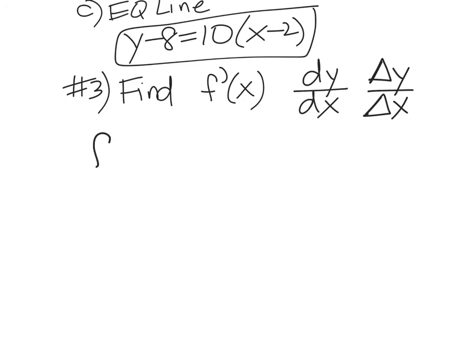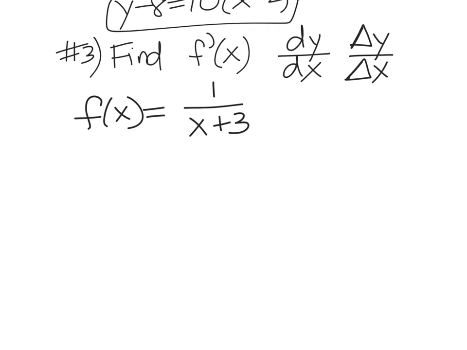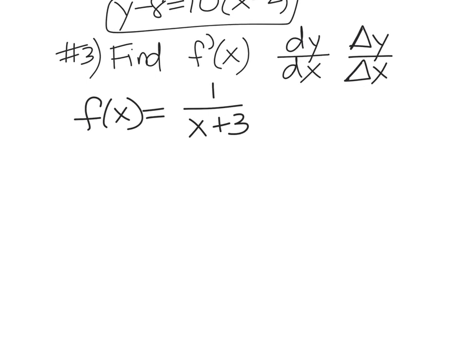Let me give you f of x equals 1 over x plus 3. Polynomials are actually really easy to find the derivative of. You're going to find out next year, there's a nice, huge shortcut. But this is not a polynomial. It's a rational function, and it's a little harder to find the derivative of that. So we're going to do the limit as h goes to 0 again. Are you ready? We're finding the derivative.